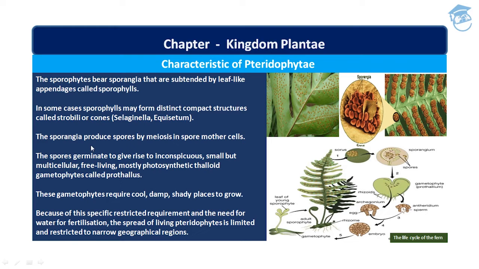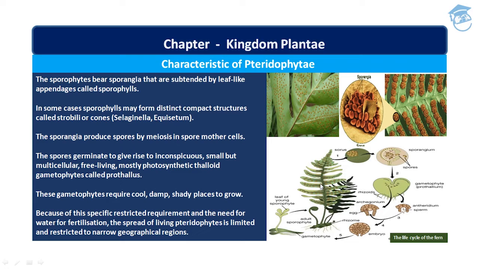The sporangia produce spores by meiosis in spore mother cells, and the spores germinate to give rise to inconspicuous, small but multicellular, free living, mostly photosynthetic thalloid gametophyte, which is called the prothallus.